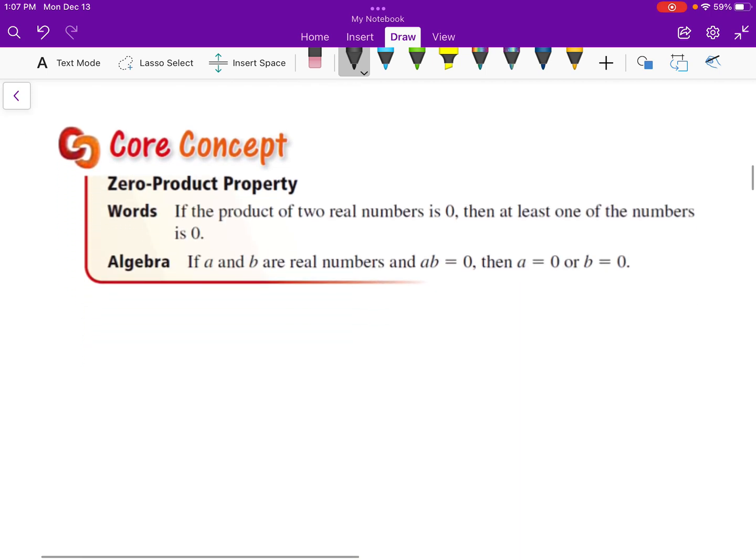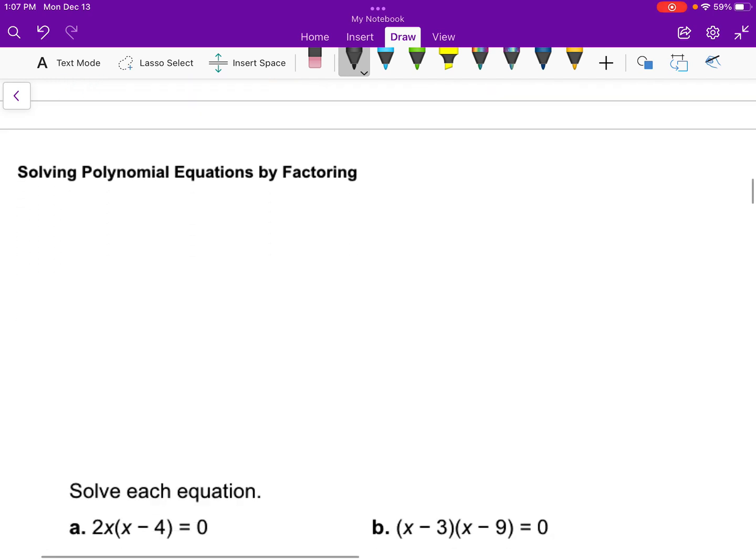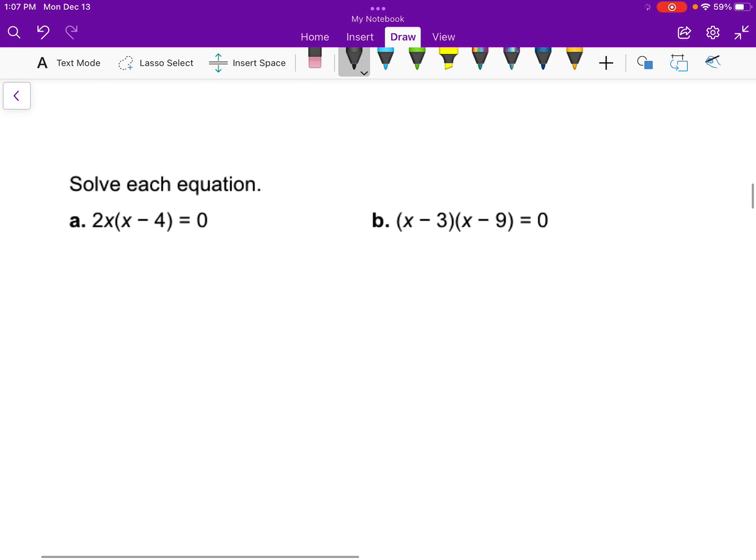So this is that zero product property we just talked about, right? It says if the product of two real numbers is zero, then at least one of them has to equal zero. If A times B equals zero, then either A has to equal zero or B has to equal zero. Okay, so if you look at these equations, these are already factored for us. So in the back of my head, I'm focused on this: A times B equals zero, either A has to equal zero or B has to equal zero.